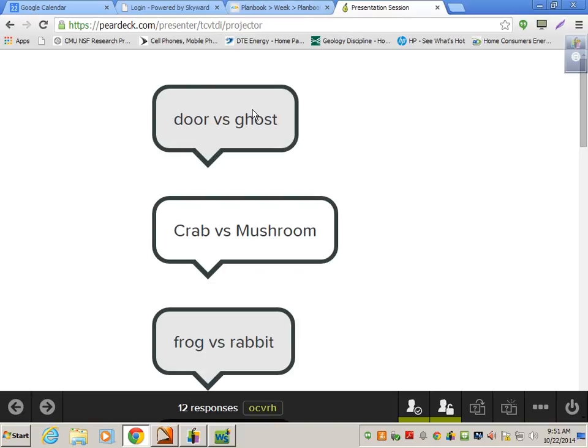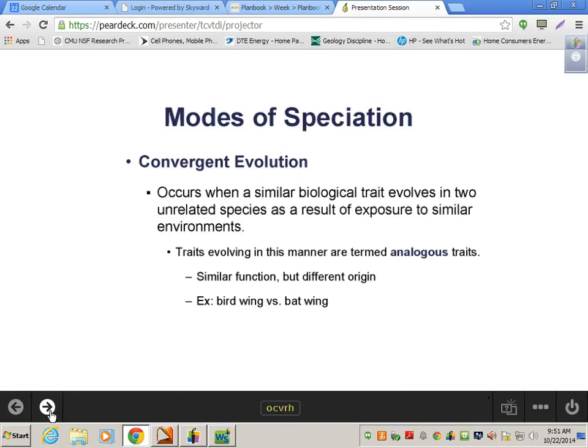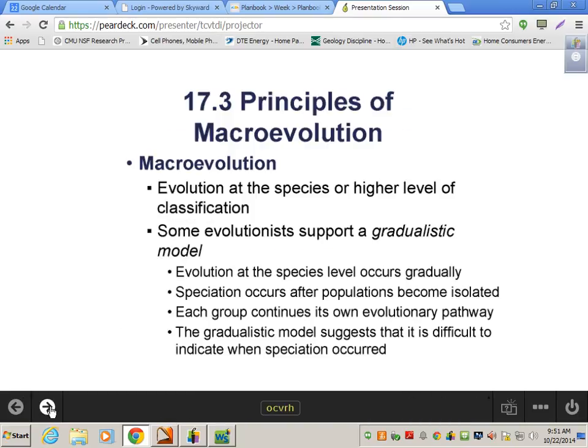All right. Door versus ghost. Yeah, use mine. Crab and mushroom. They both have chitin, right? I like that. Someone was right on it with that one. All right. We're going to stop there. That's just a fun way to end. All right.